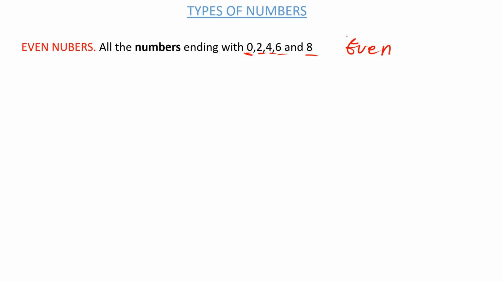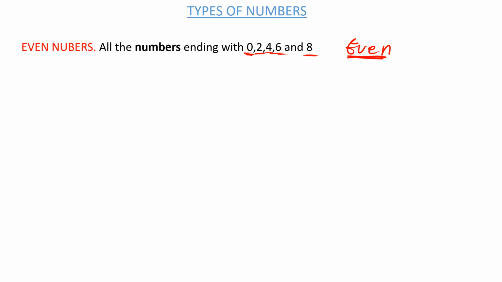Under the same course, we're also going to look at what even functions are and what odd functions are, and how to know whether any given function is even or odd. We're going to look at that as we progress. Any number that ends with 0, 2, 4, 6, or 8 is called an even number. And the other definition of even numbers is any number that is divisible by 2.